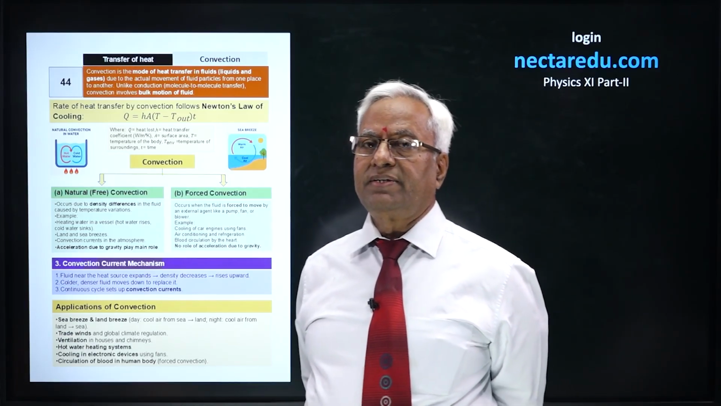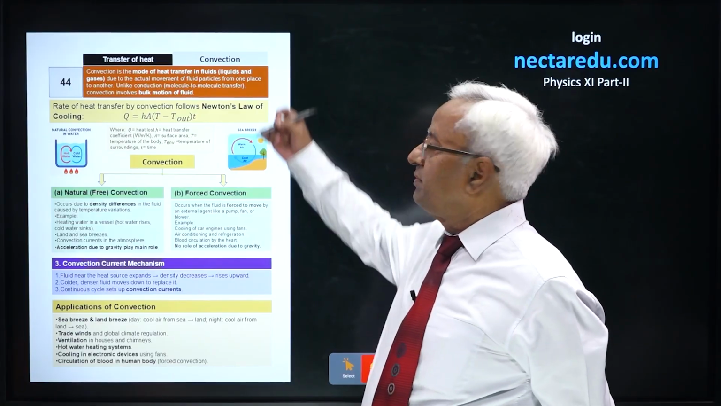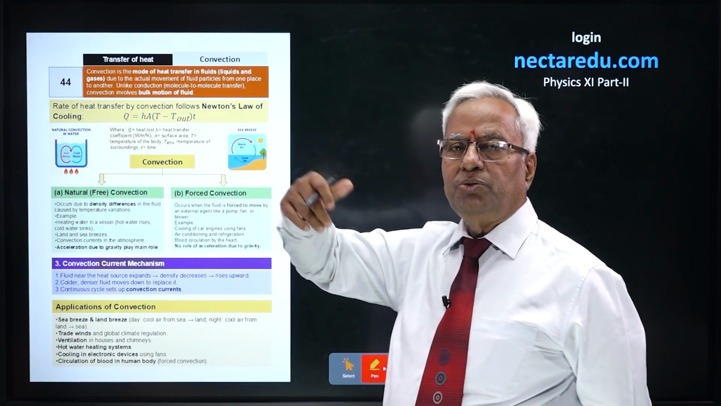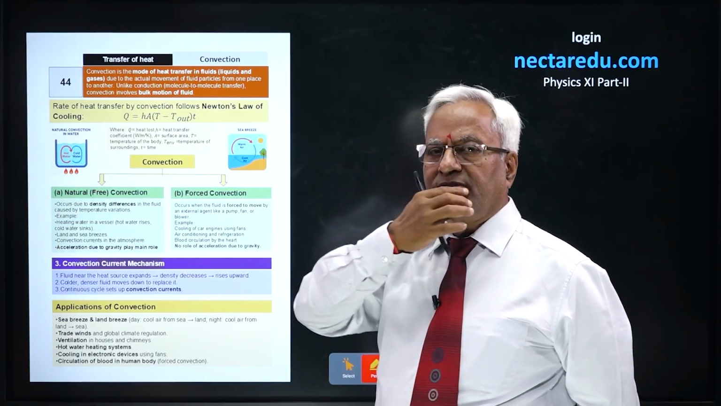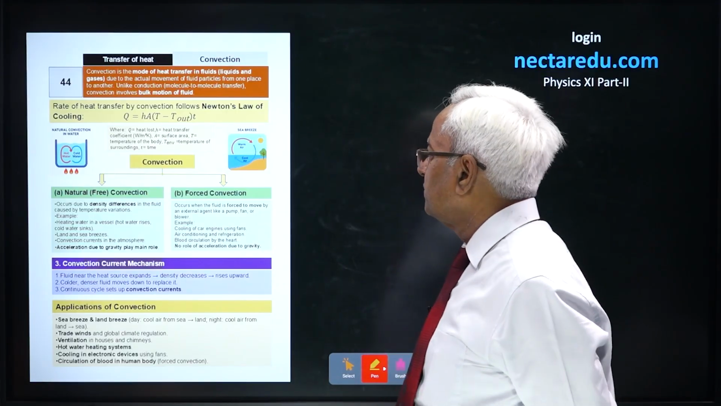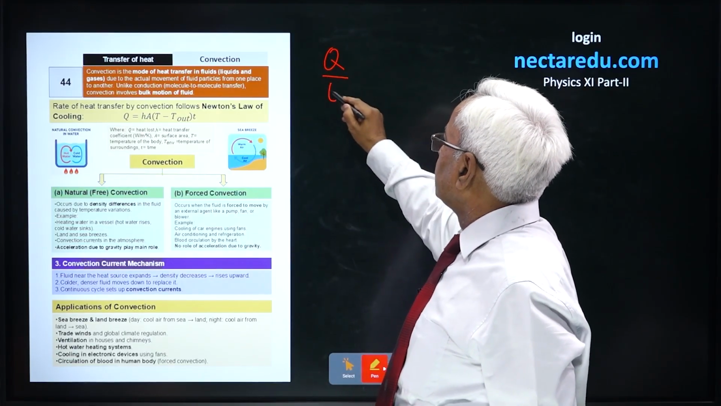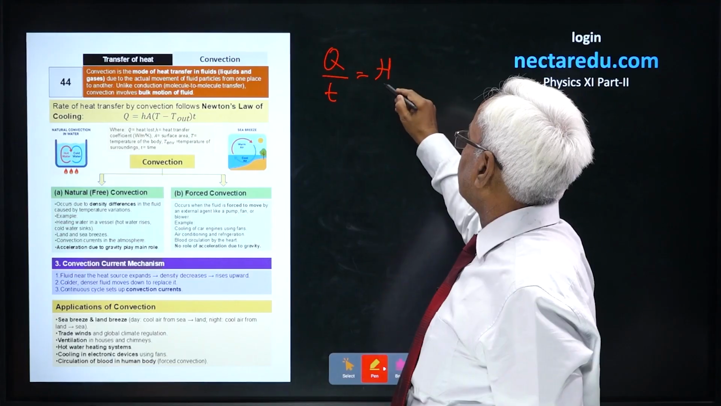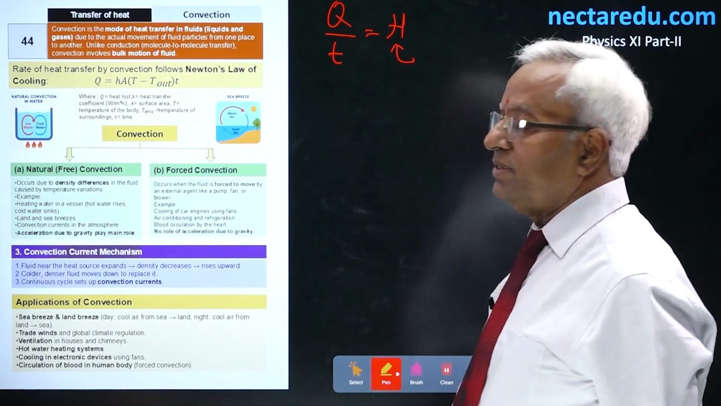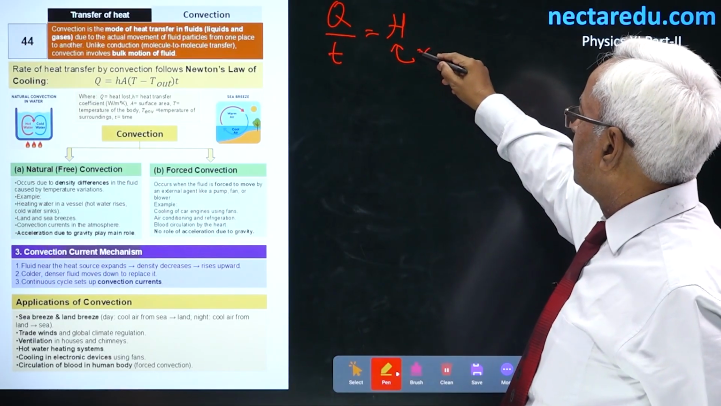Convection is a process that takes place in fluids only. But convection could be defined in two ways. In fact, you could say it could be classified as two types of convection. But before that, we must know that the rate of flow of heat, that is known as thermal current, or you could say the rate of heat transfer, is represented by the letter capital H.